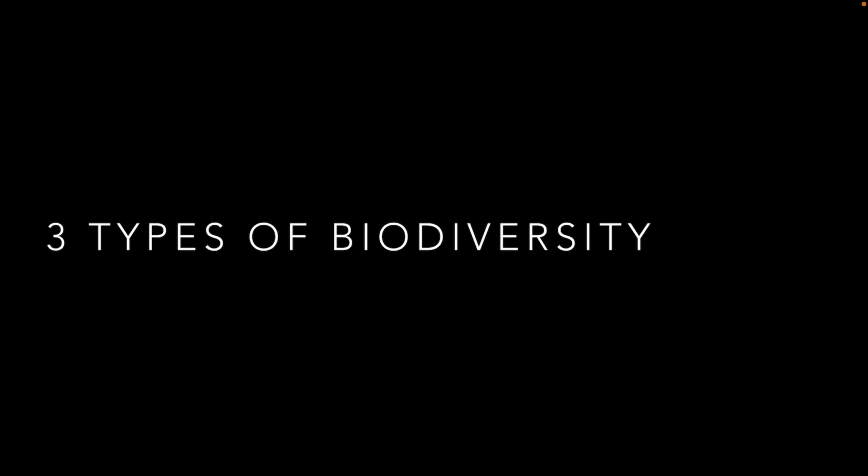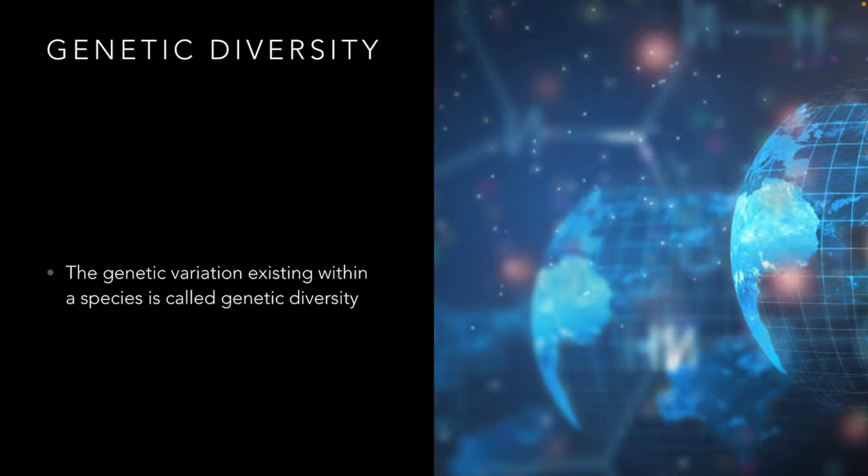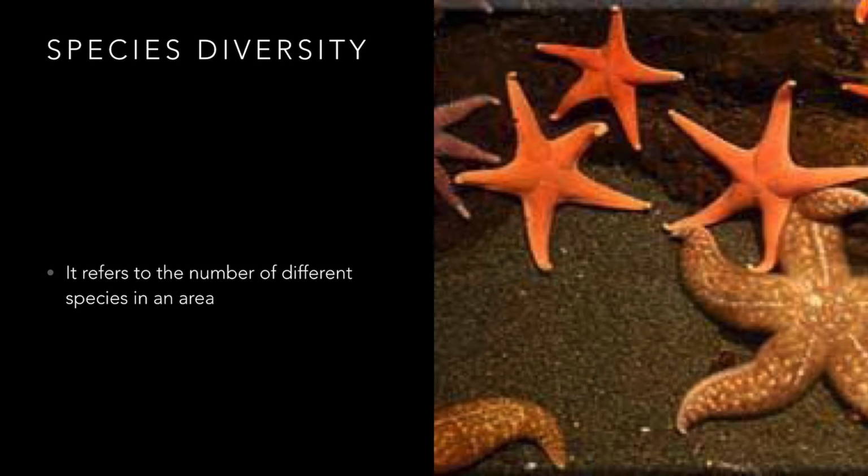Now there are 3 types of biodiversity. Number 1, we have genetic diversity. The genetic variation existing within a species is called genetic diversity. Another one is species diversity. It refers to the number of different species in an area. You can see there are starfish, snails, and all these species in the sea or on the beach. This is species diversity.